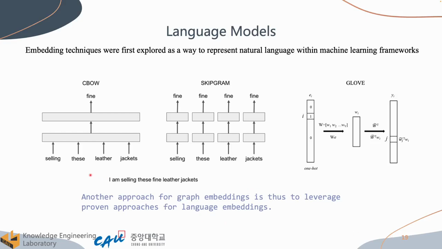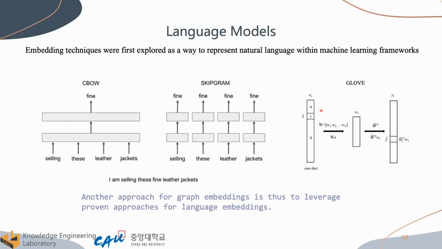either to predict the current word from surrounding words, like this model, or to predict the surrounding words given the current word, like this model. And GloVe rather applies a regression model over a matrix of co-occurrence probabilities of word pairs. Embeddings generated by both approaches are widely used in natural language processing tasks.